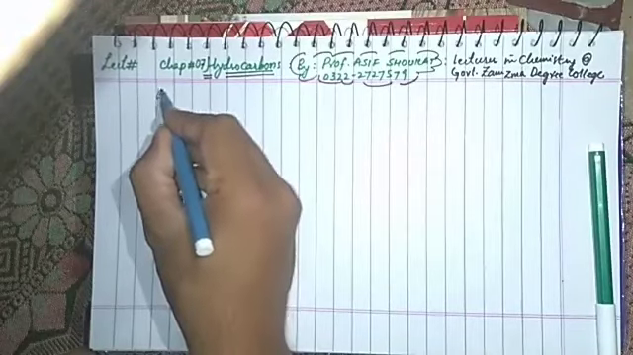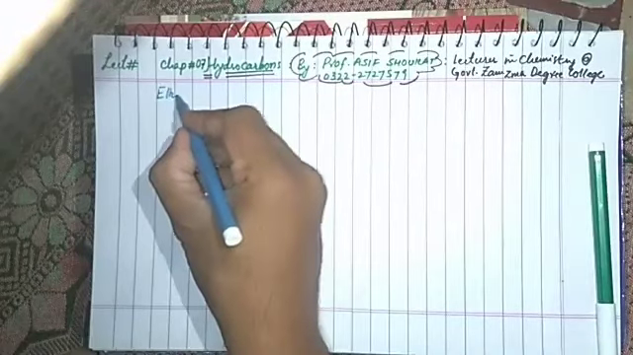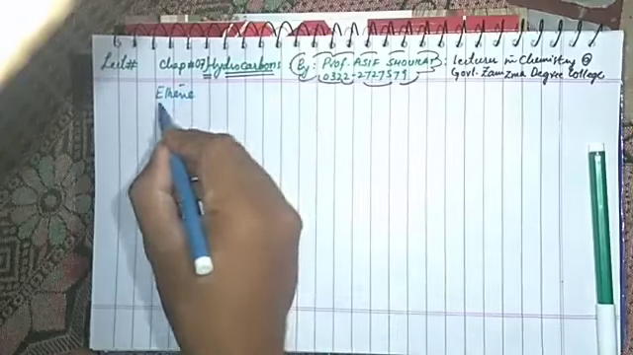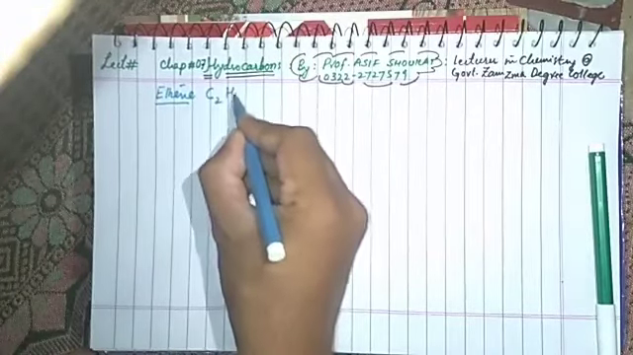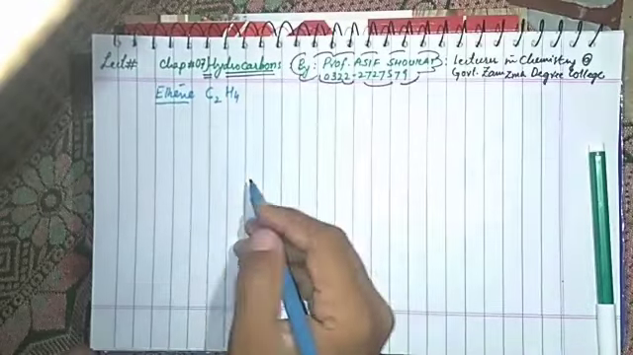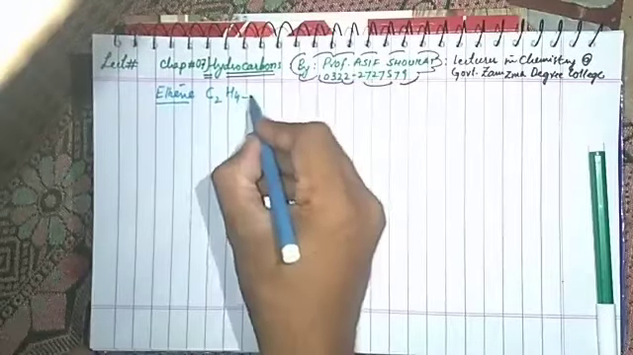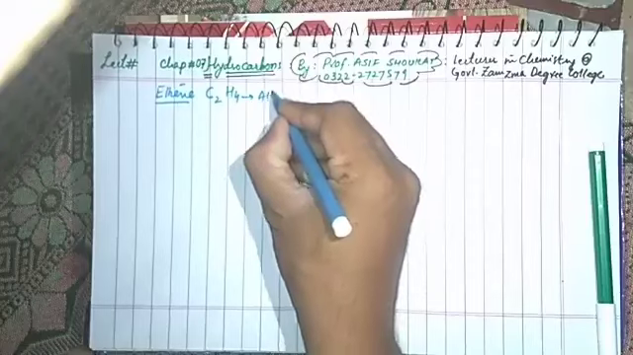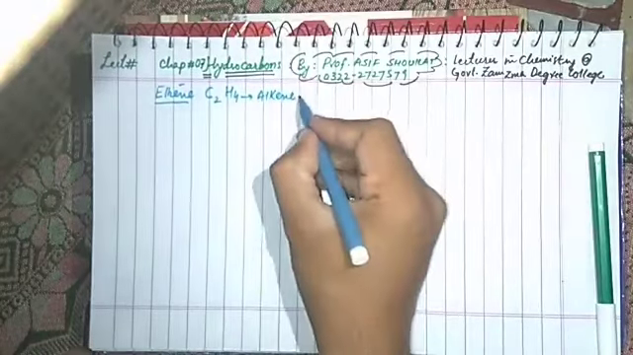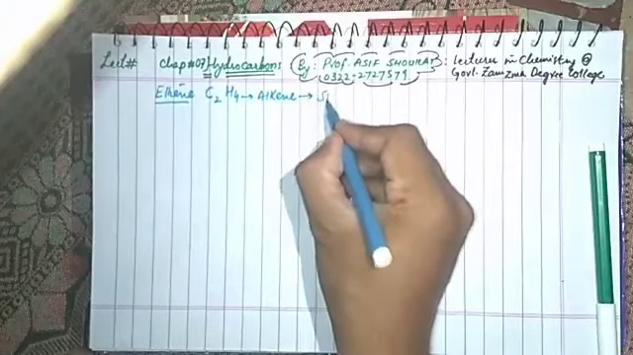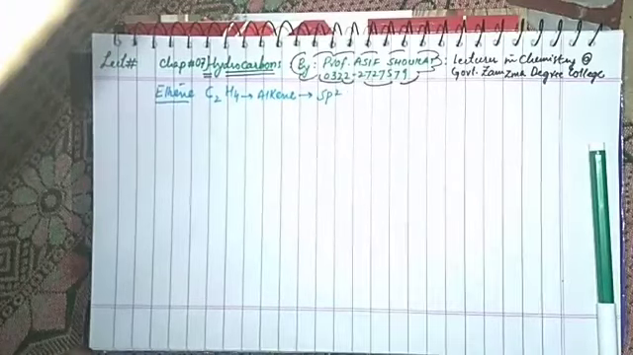Ethene, its chemical formula is C2H4. It belongs to the alkene family. Every member of the alkene family is sp2 hybridized.